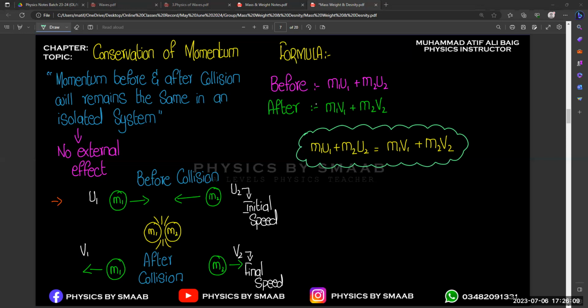Let's suppose we again consider the same example. The momentum of the red ball initially is zero. Only the momentum of the white ball was present before collision. And after collision, the momentum of the white ball plus the momentum of the red ball gives us the final momentum.